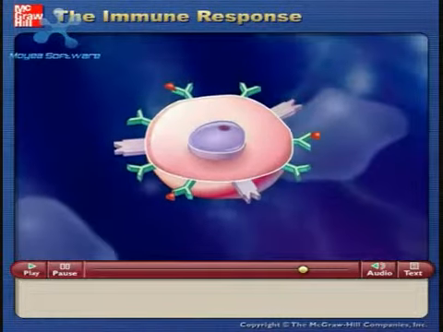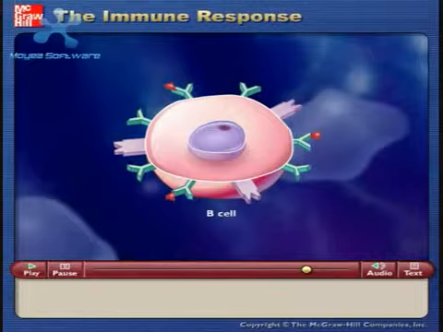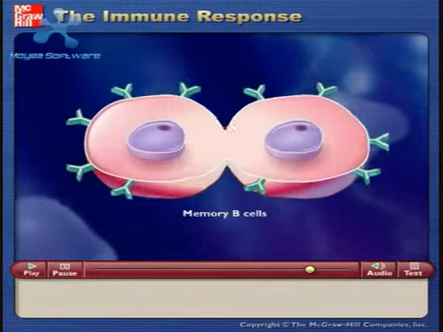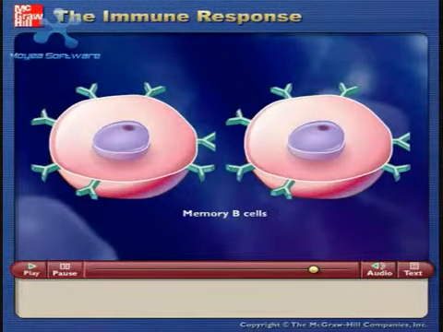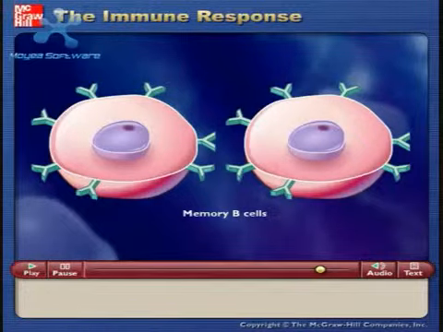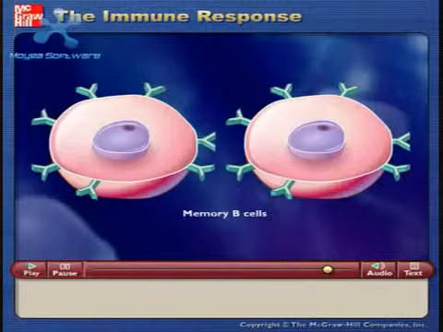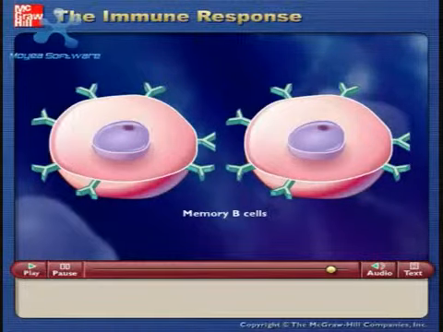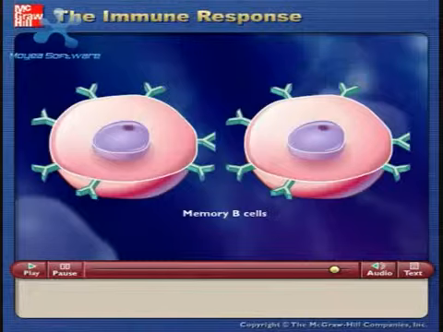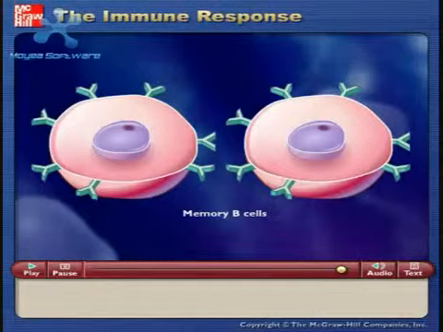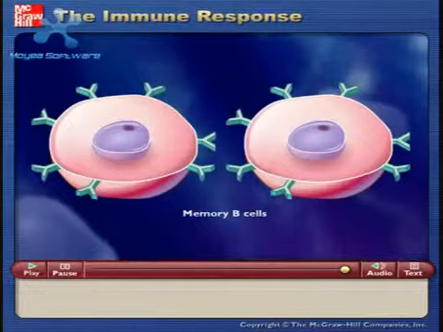Some of the B cells do not turn into antibody factories, but instead become memory B cells that may survive for several decades. Because of these memory B cells, the secondary immune response to a future infection by the same pathogen is swifter and stronger. This powerful secondary immune response is what gives immunity to some diseases after you have had them once or after you have been vaccinated.